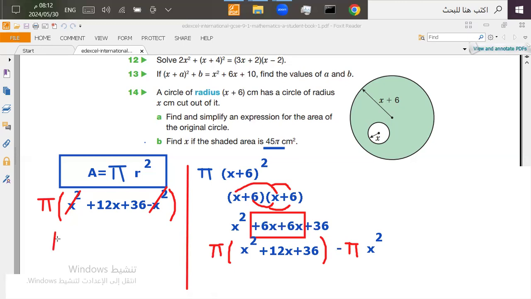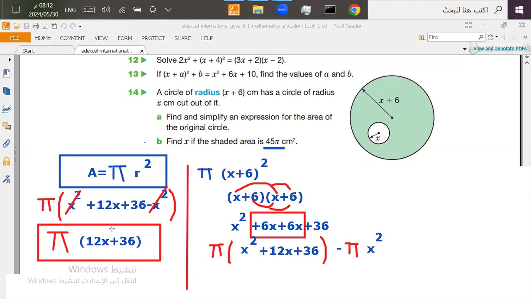So pi times, or bracket, you can do it as a bracket, 12x plus 36, and then close the bracket like this. And what's that? This is the area of the shaded part. That's the first step we did, finding the area of the shaded part. Now I'm going to use it in question B to answer the question.